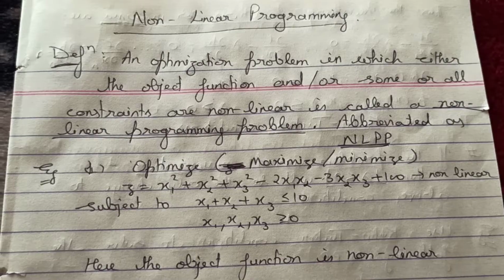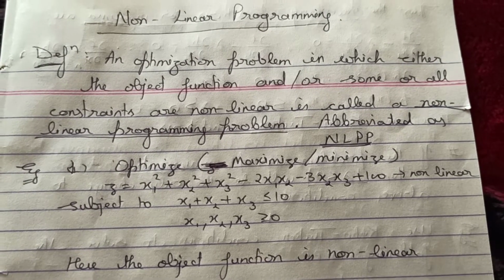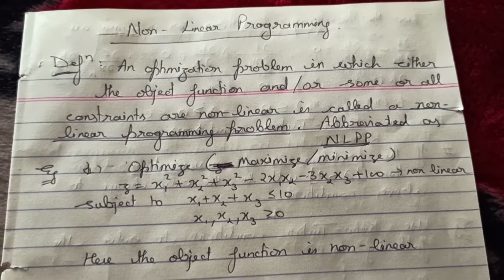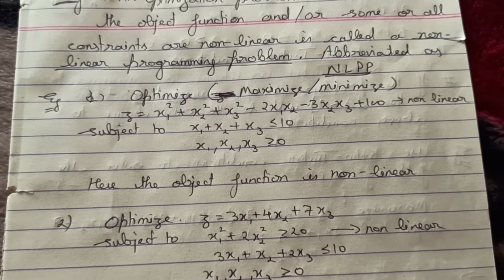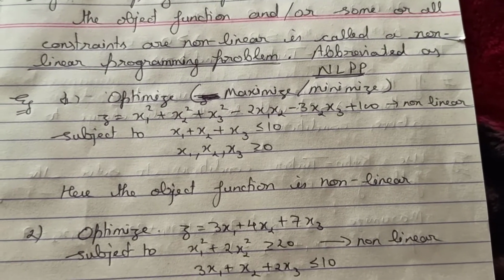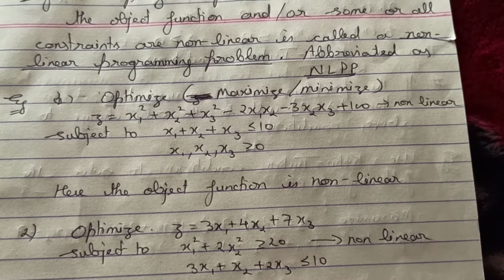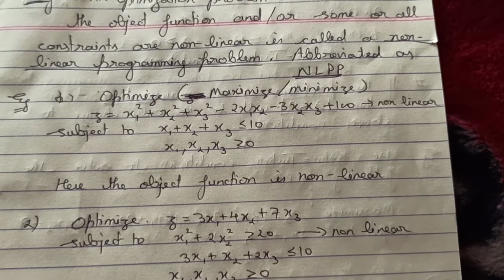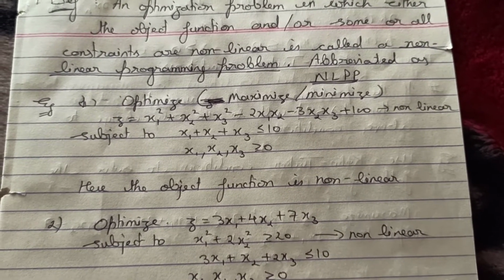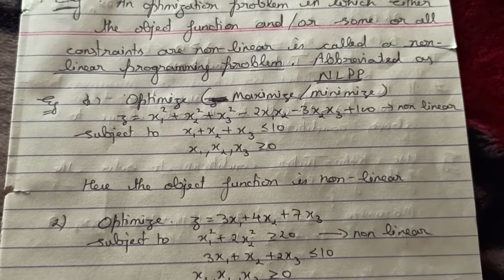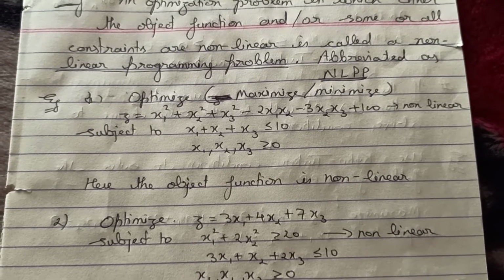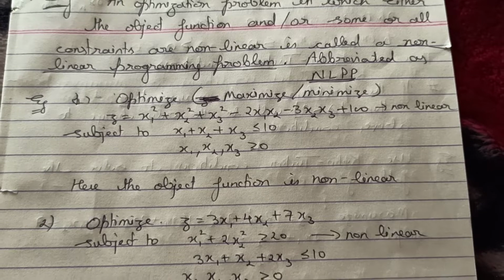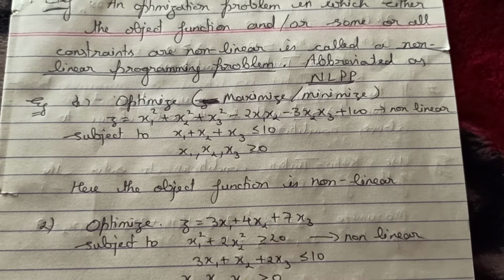Okay, so what we have here, we can have the objective function or the constraints non-linear, right? Like we can see the examples. If we see the first example, z is equal to x1 square plus x2 square plus x3 square minus 2x1 x2 minus 3x2 x3 plus 100. So we can easily see this objective function is non-linear and the constraint is x1 plus x2 plus x3 smaller equal 10. The constraint is linear, but the objective function is non-linear, right? So this is an example of a non-linear programming problem.